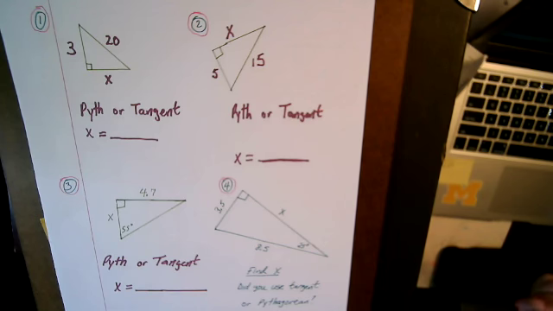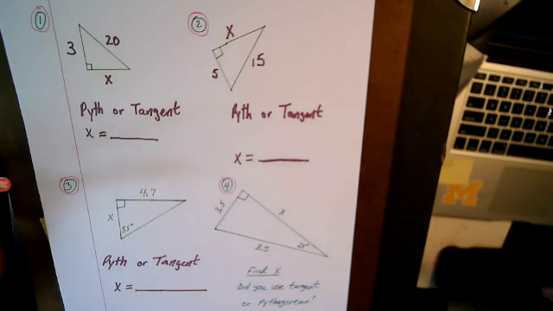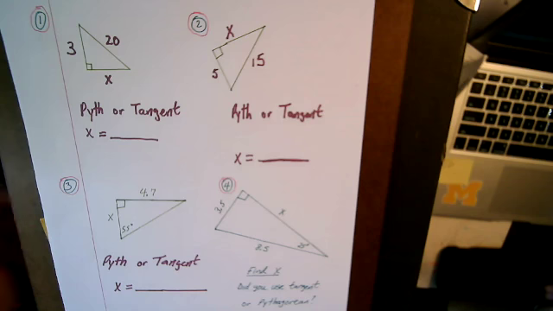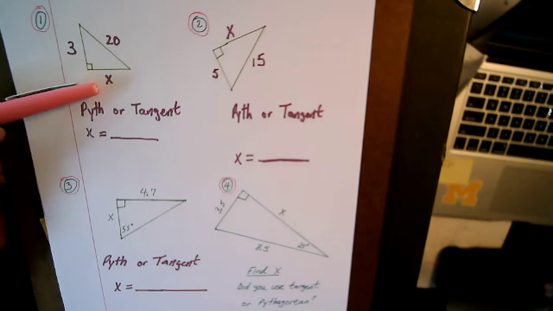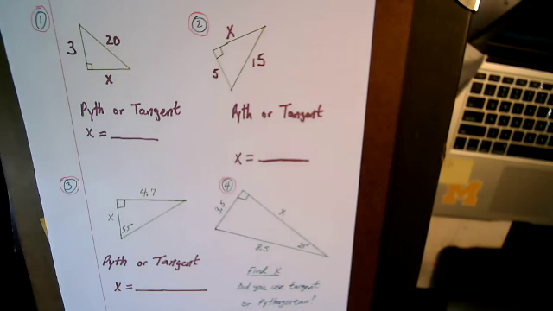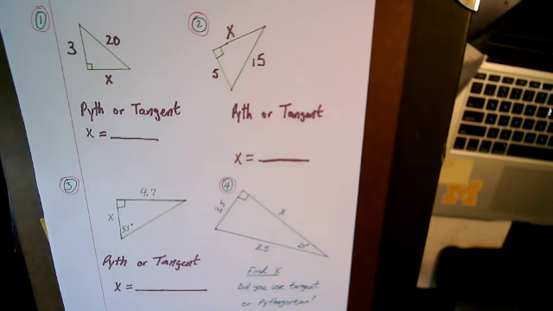So for example, number 1, we ask, which would you use, Pythagorean or tangent, and then circle the one. And I know I didn't leave space on my page to do this easily, but of course you work in your notebooks. Go ahead and find the value of x. What is x equal here? Same thing here. Decide, which am I going to use, tangent or Pythagorean? Find the value of x.